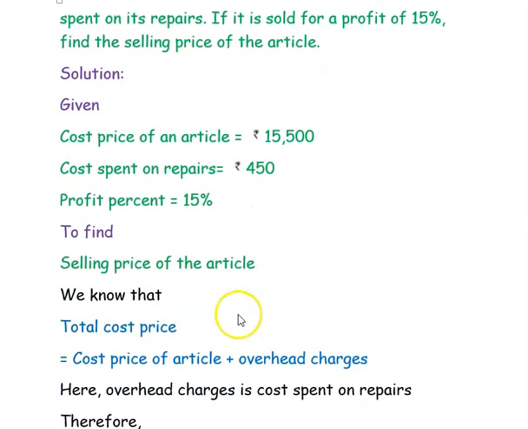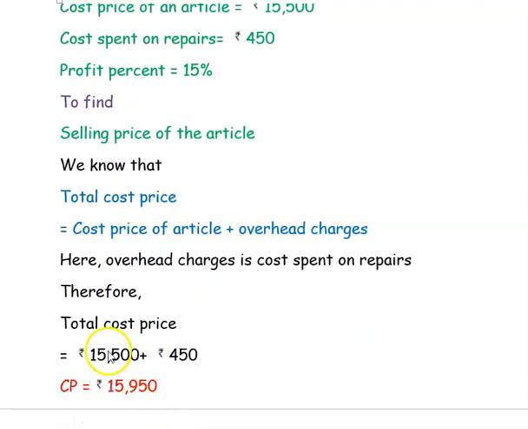First we will see the total cost price, because it's given the cost spent on repairs, right? So it's nothing but overhead charges. Therefore, total cost price is cost price of article plus overhead charges. So we can write the cost price as rupees 15,500 plus rupees 450, that is rupees 15,950. So this is the total cost price of the article.